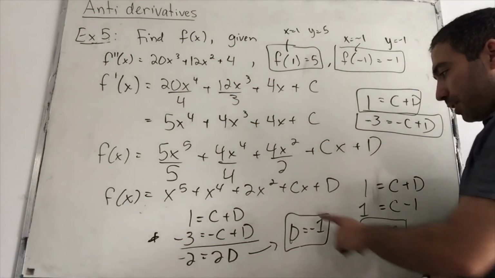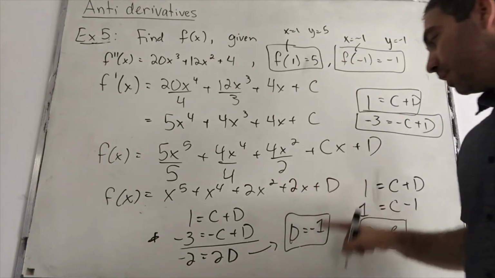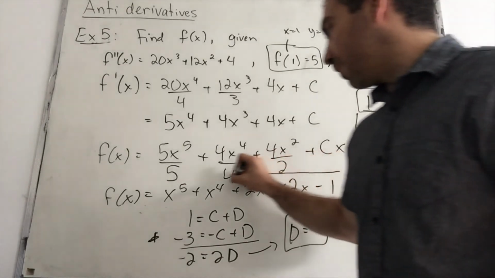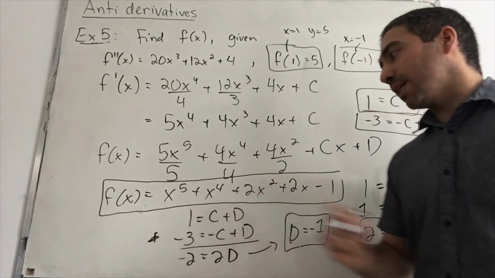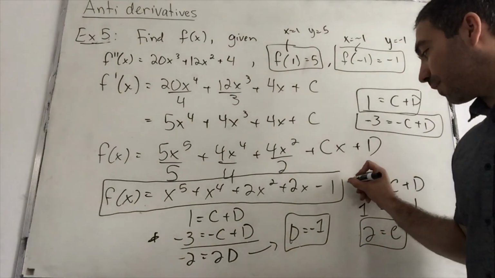So we could substitute our c with 2. So this gives us 2x. And we know our d is equal to negative 1, minus 1. So the original function f of x is equal to x to the 5 plus x to the 4 plus 2x squared plus 2x minus 1. Okay, and that's the final answer.